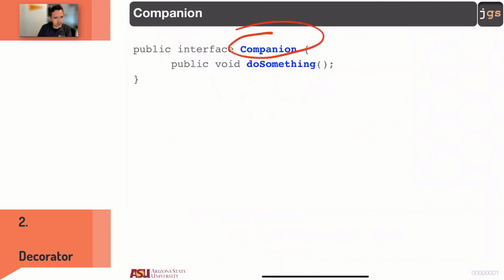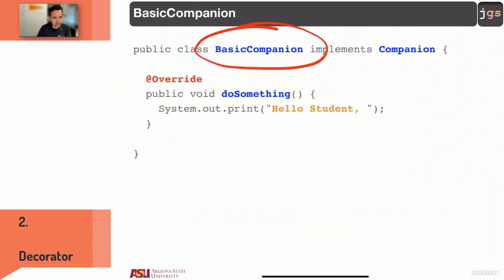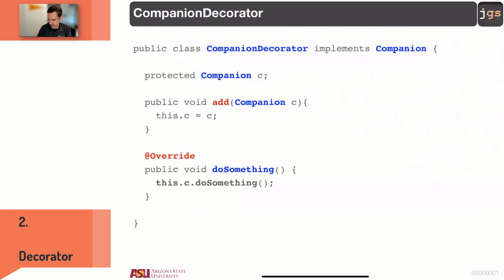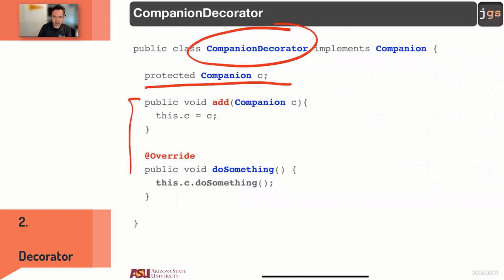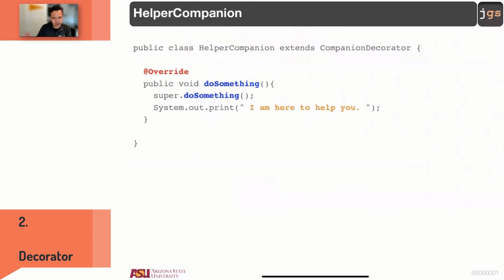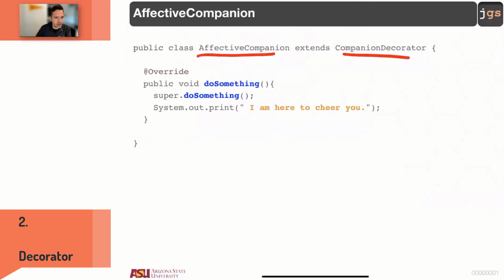Companion with the do something. The basic guy, empty. The decorators. The class that is the parent of all the decorators. The helper decorator. And the other one.